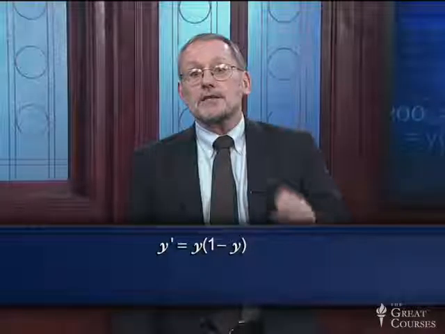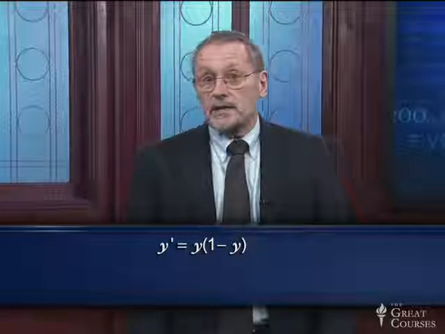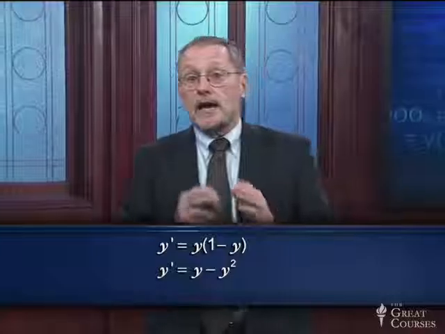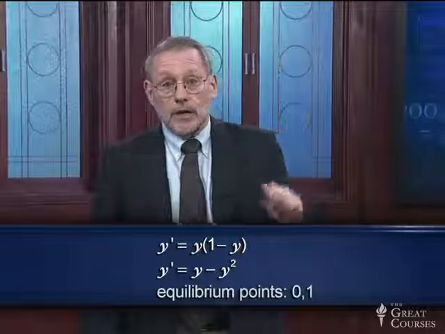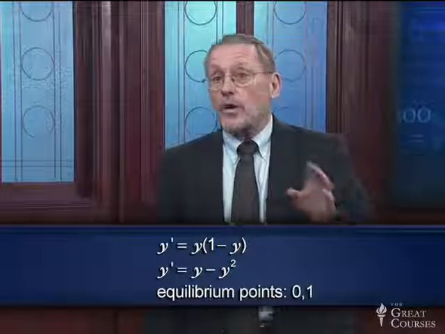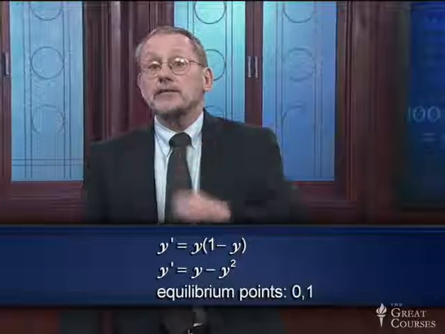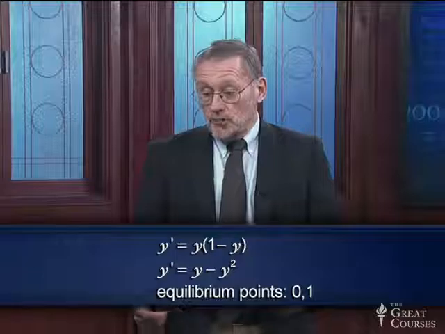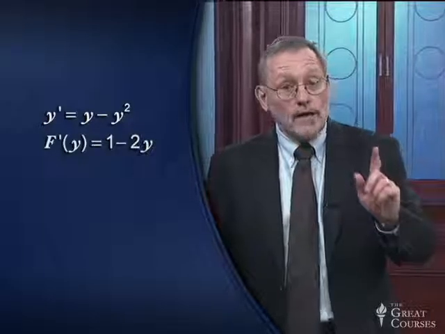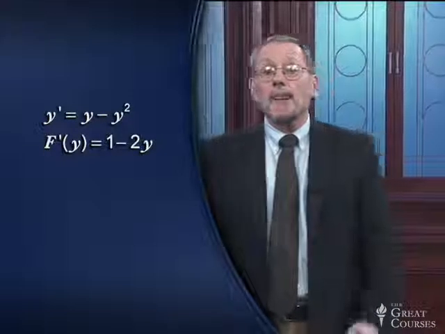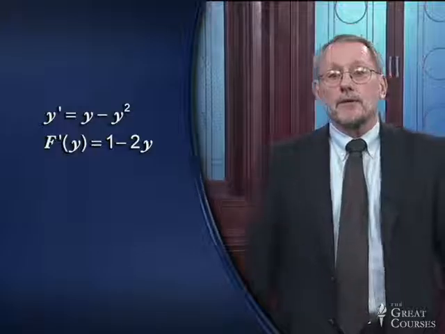Let's return to our logistic differential equation. Y prime is y times 1 minus y, or y prime is y minus y squared. We see we have equilibrium points at 0 and 1. And now let's use the first derivative test to determine their type. Take the derivative of the right-hand side. The derivative of y minus y squared, of course, is 1 minus 2y, and then plug in our equilibrium points.